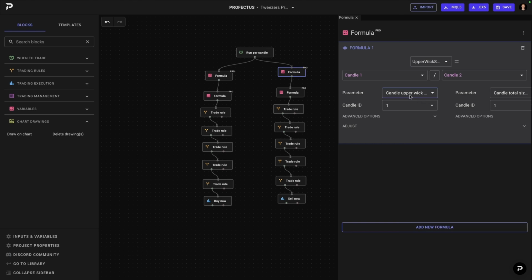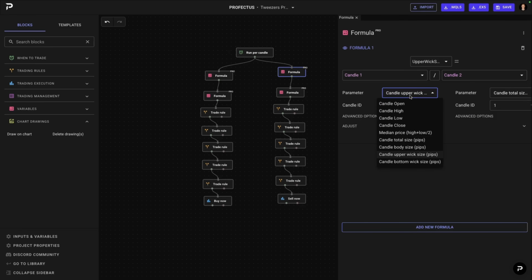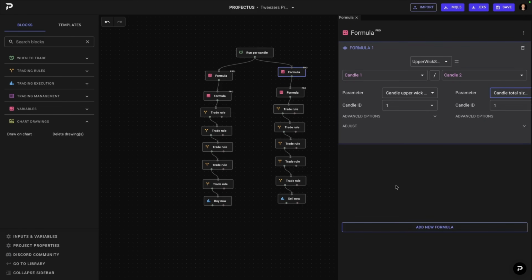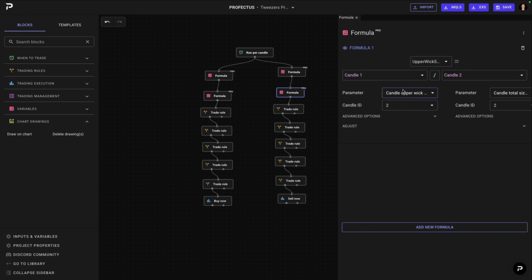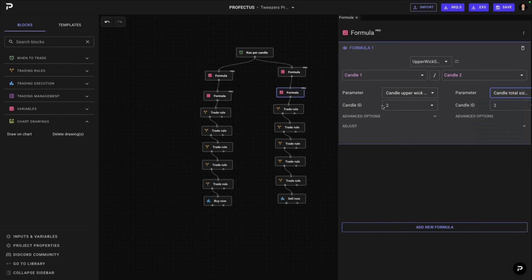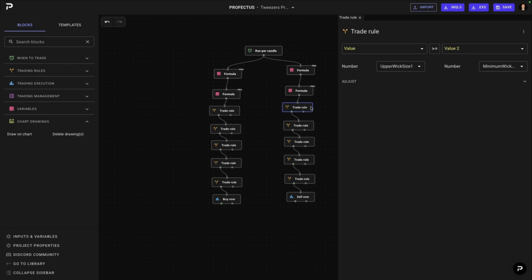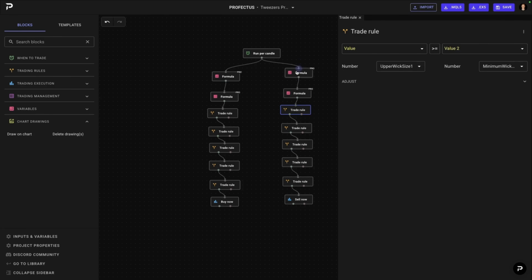So here we take the candle upper wick size in pips, dividing it by the candle total size, also in pips, with the candle ID 1, and we are storing it in this variable. Then the next one, simply taking the candle upper wick size, also in pips, divided by the candle total size, pretty much the same stuff, just for candle ID number 2. So here you already see we are talking about two candlesticks. We have now stored these, thanks to these two formula blocks.